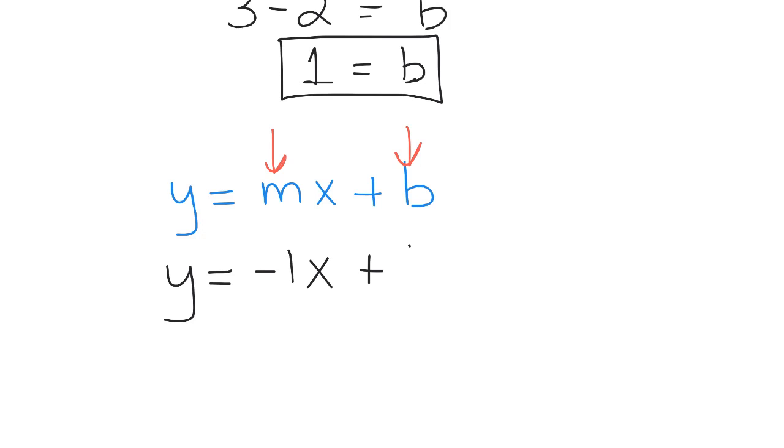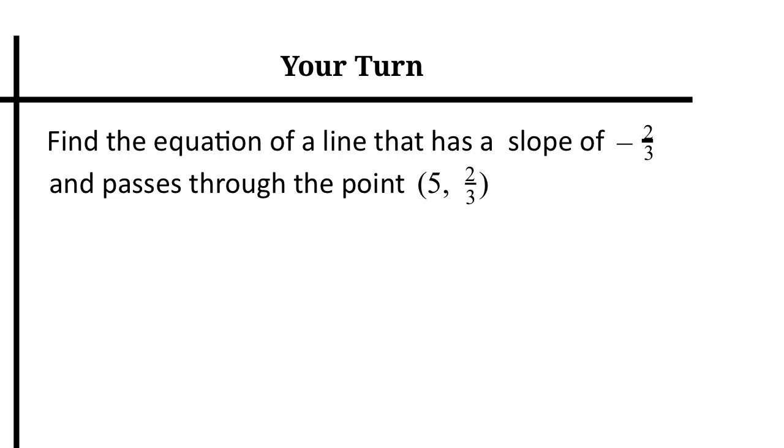-1x plus 1. Now remember, we don't have to write the 1 for our slope. We can leave that 1 out since it is attached to a variable. So you could also express the final equation as y equals -x plus 1. And now it's your turn to give it a try.